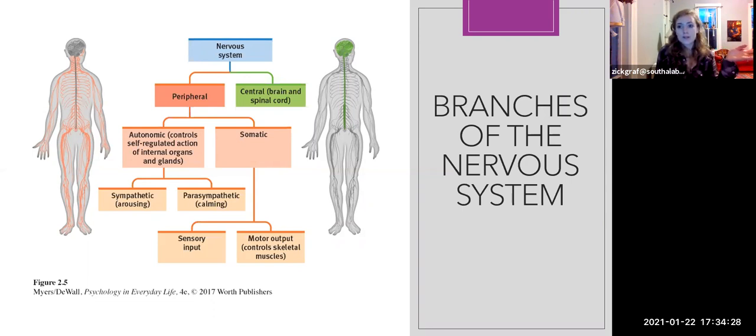One way of remembering this that could be helpful is that autonomic kind of sounds like automatic. These are functions that we don't have to do anything about. They just happen in the background.